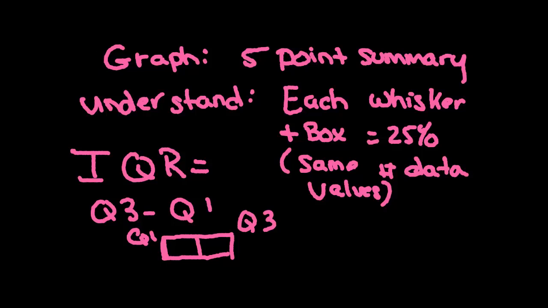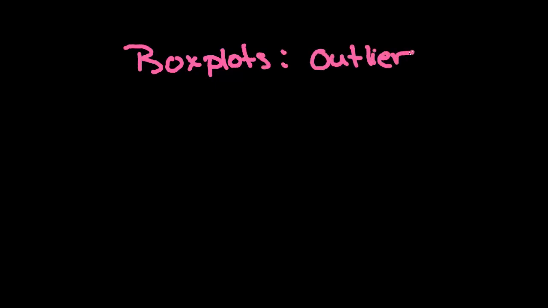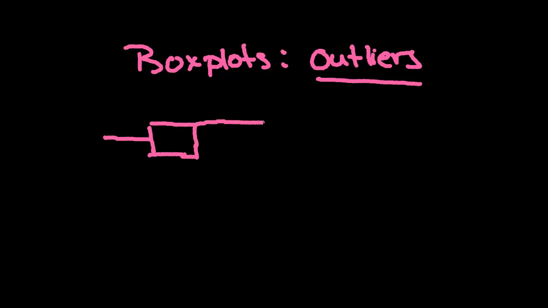The other thing that your class may or may not talk about with box plots are outliers. Outliers is when you have a data value that's really out of whack with the rest of your data. And what we usually do is we have a formula to calculate that. And if it comes out to be an outlier, then we take that data value out, recalculate the 5-point summary without the outlier, draw the box plot, and then star the outlier on the graph.